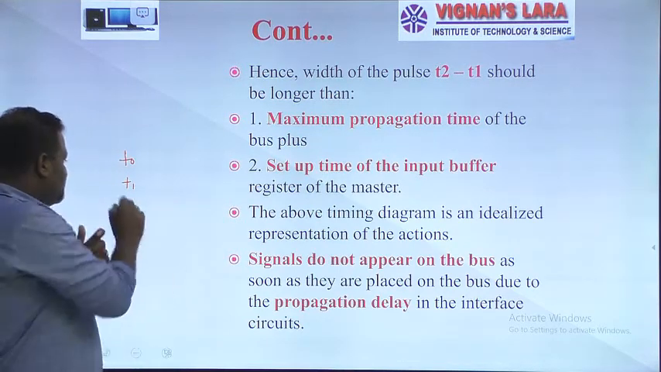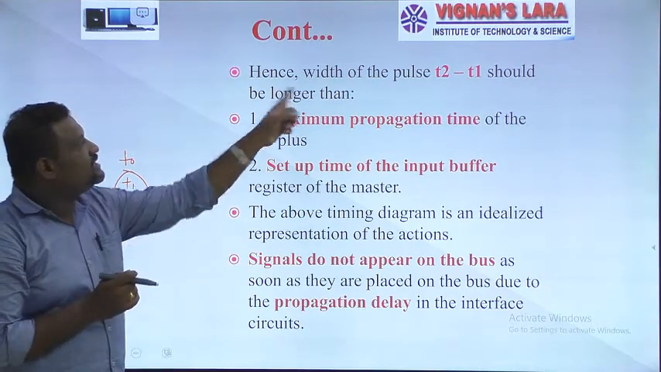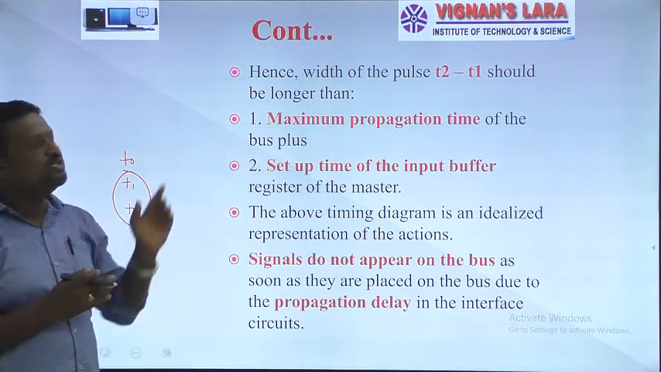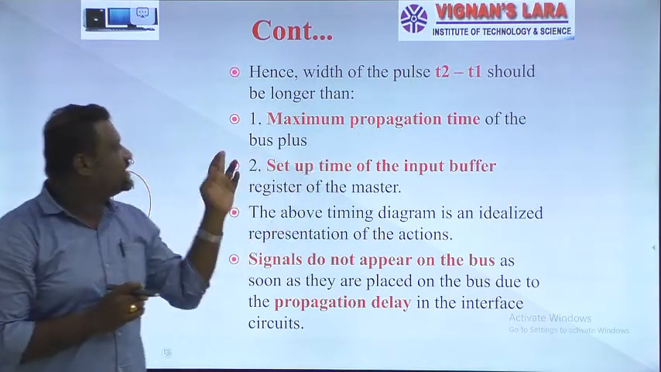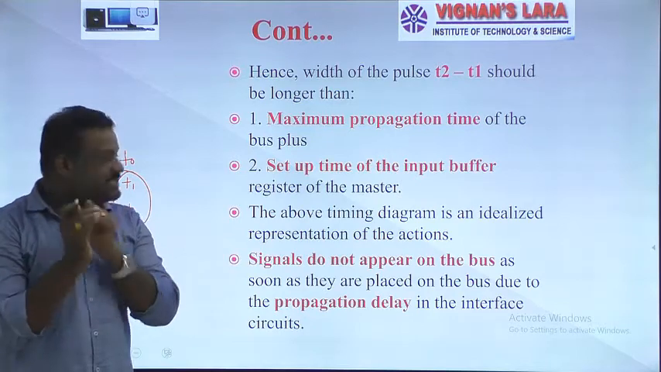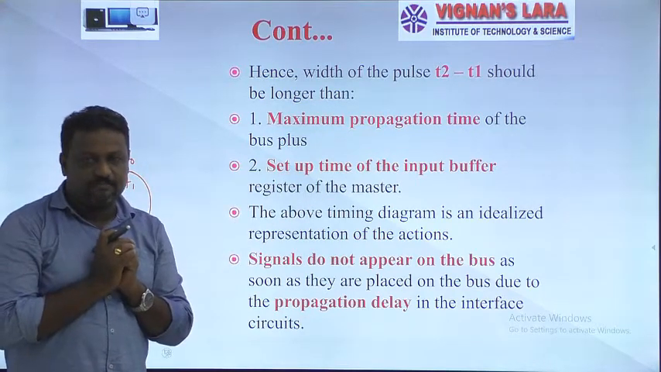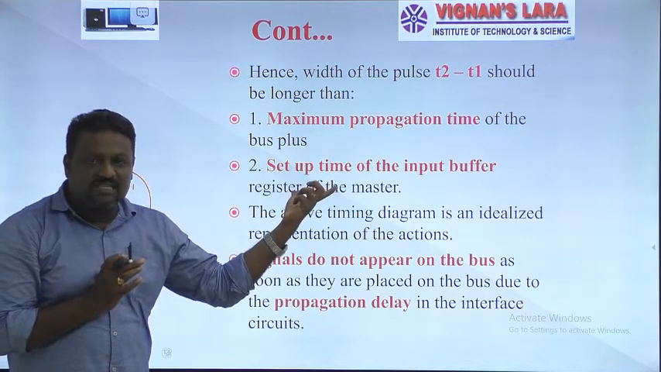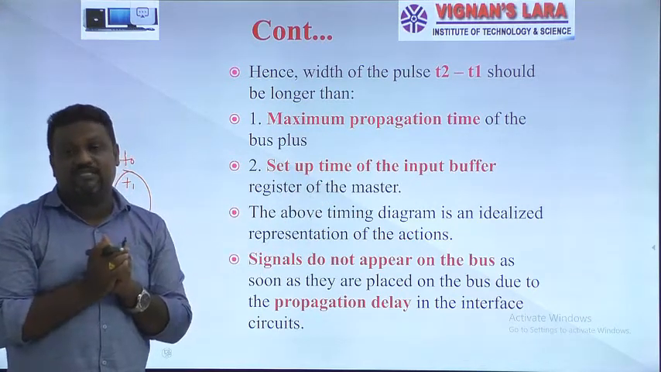So here the difference between the time periods, T2 minus T1, that is the width of the pulse, should be longer than the maximum propagation time of the bus plus the setup time of the input buffer register of the master. Here I am talking about a master collecting data from a slave.